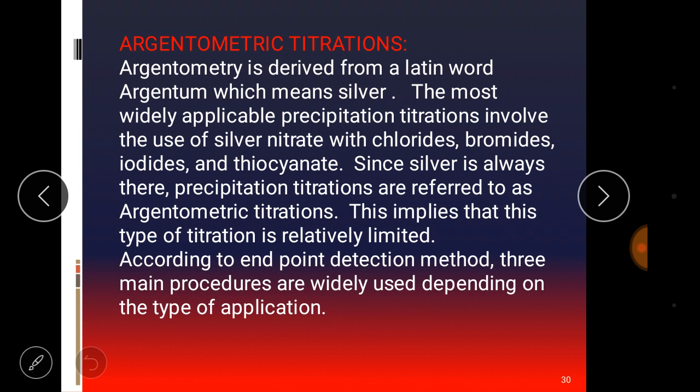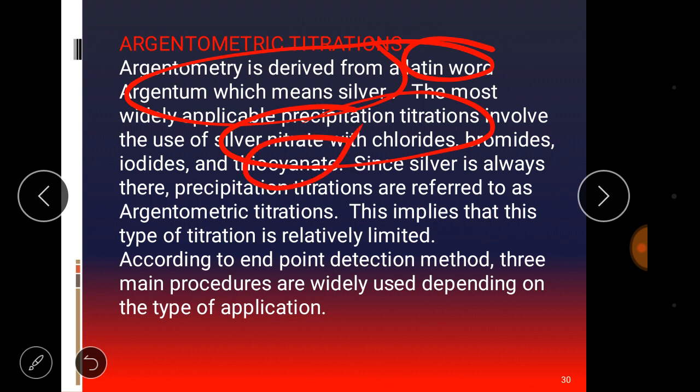Argentometry is derived from a Latin word, argentum, which means silver. The most widely applicable precipitation titrations involve the use of silver nitrate with chloride, bromide, iodide, and thiocyanates. Since silver is always there, these precipitation titrations are simply considered argentometric titrations. These titrations are limited, because by using them we can find only some of the ions.